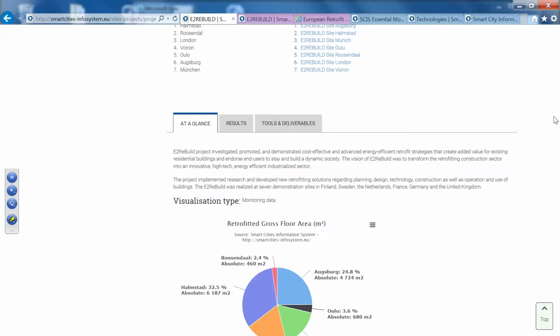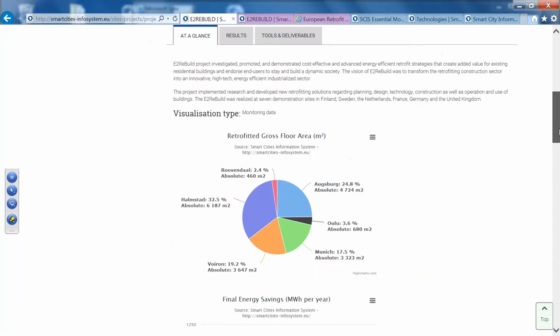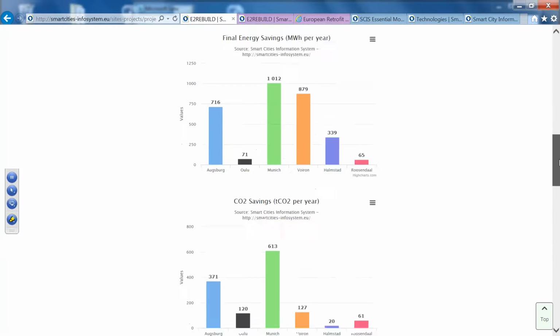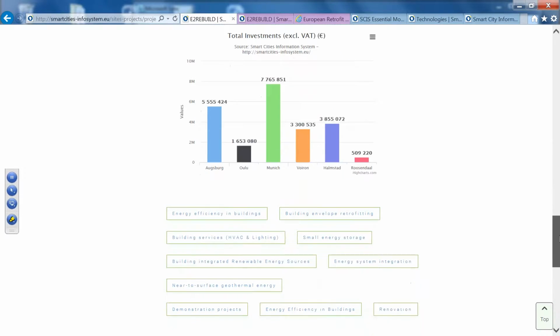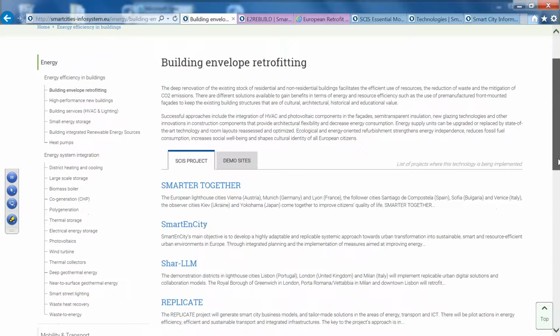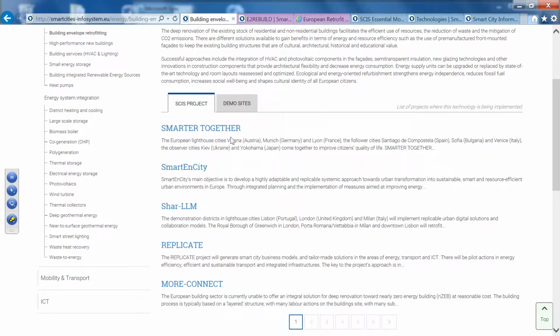This means that we start from the big picture. We communicate the big picture of the project: how many square meters there are, how much energy is saved, and then we go to the individual technologies. Okay, I'm more interested in maybe building envelope retrofitting, so I can see how many projects have done building envelope retrofitting because I'm really interested in this part. Okay, so here are the projects that have worked with building envelope retrofitting. I can visit them.